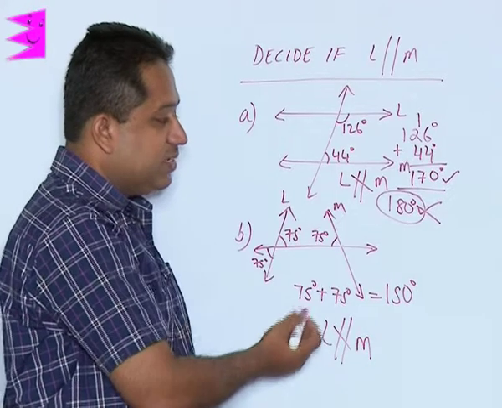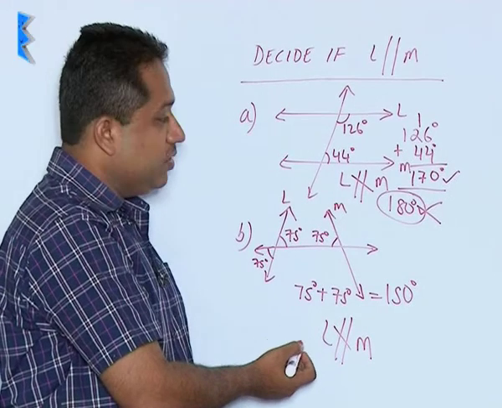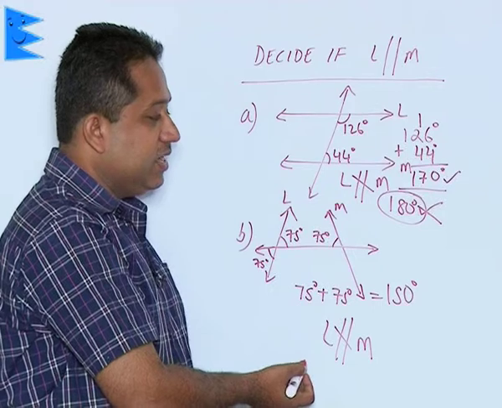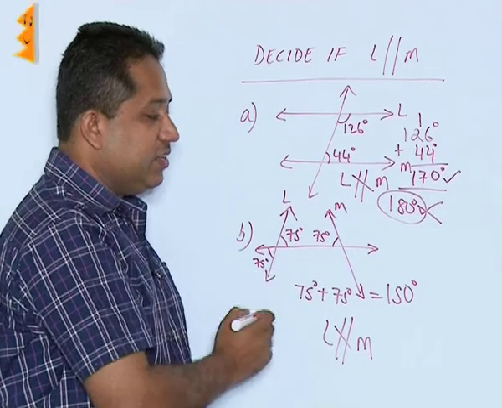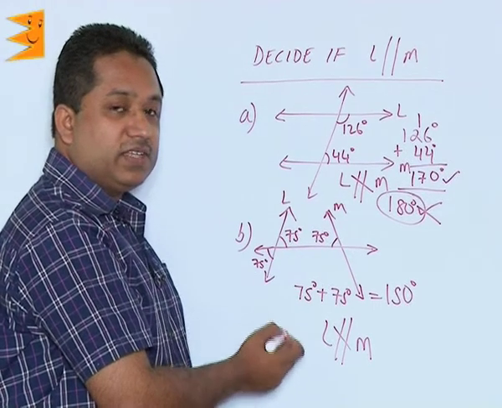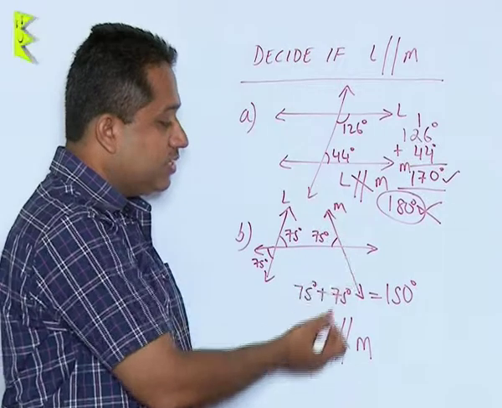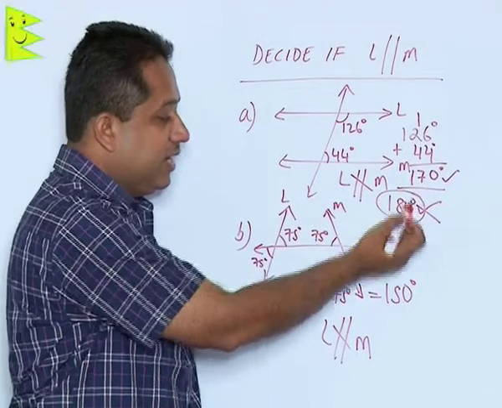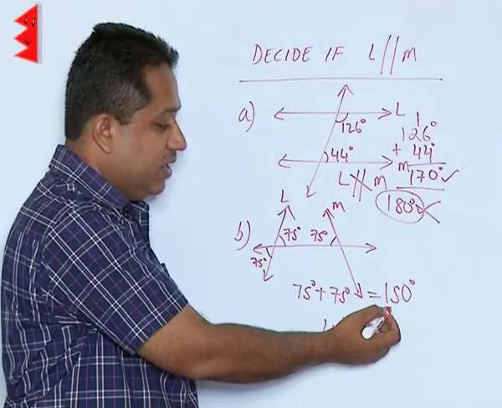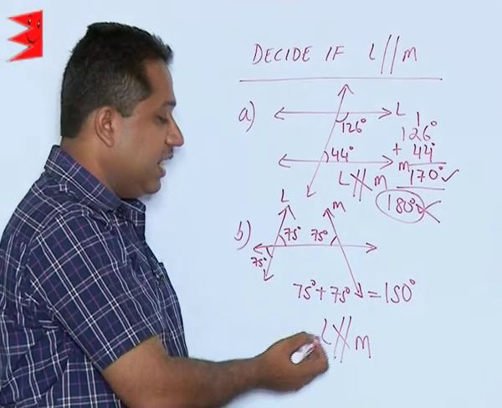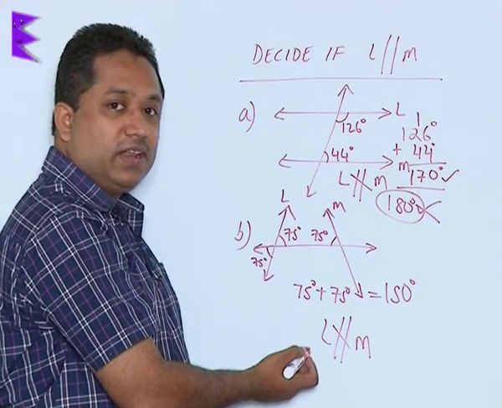So, in both the questions that we saw here, we are using the property of the co-interior angles, and if the co-interior angles give us 180, we would have said the lines are parallel. But in one case we got 170, in the other case we got 150. Therefore, in both cases L and M are not parallel lines.